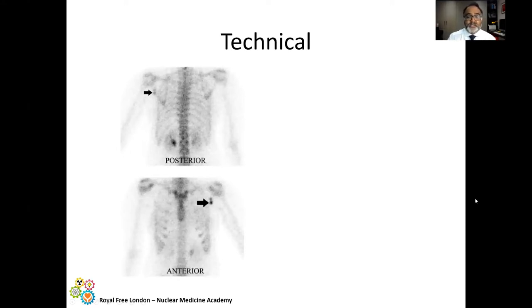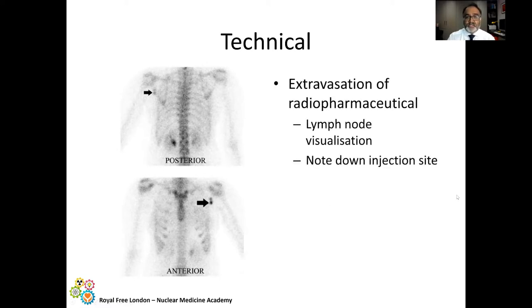So this is a patient who's got a bone scan, who's got some focal, what looks like soft tissue uptake in the left axilla, or is this actually in the bone? Well, on the anterior view, it looks a bit more prominent. So this is probably the soft tissue of the axilla rather than in the scapula. And actually this was due to extravasation of the pharmaceutical. And what we're seeing is there's some lymphatic uptake in the lymph nodes in the axilla. So it is really important that when you're performing the bone scan, that you note down the site that you've injected. And particularly if there's any evidence of extravasation, then that's relevant for the doctors to know when they're reporting the scan.